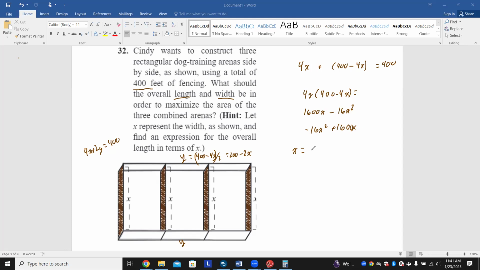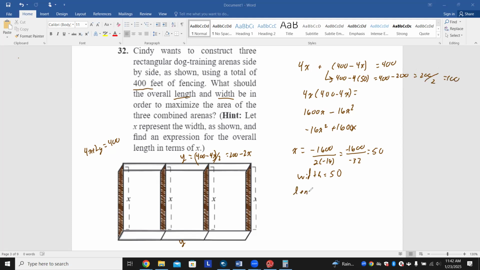So that would be negative b, which in this case is negative 1600, divided by 2a. So that'd be 2 times negative 16, which is negative 1600, divided by negative 32. When you do the math here, you get 50. So that means my width equals 50. The only issue is if you back substitute this in right here, you get 400 minus 4 times 50, which would be 400 minus 200, which gives you 200. But that would be for both of these lengths. So you just cut that part in half and then you get 100.